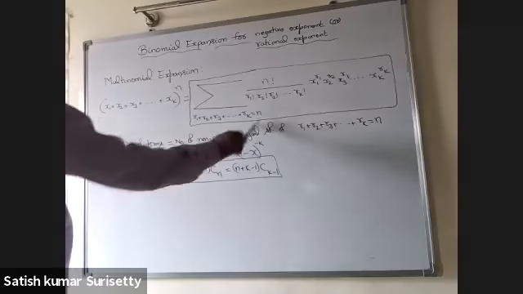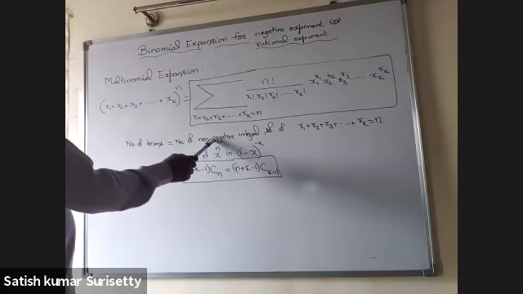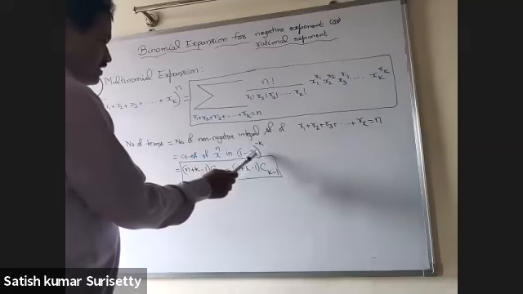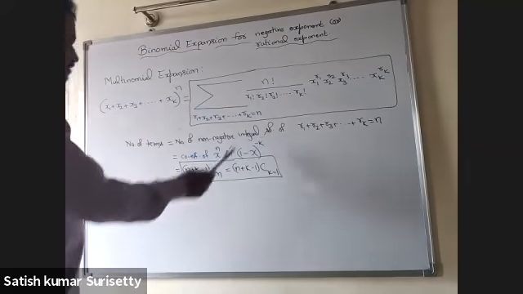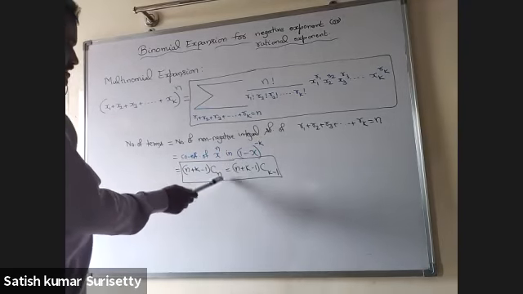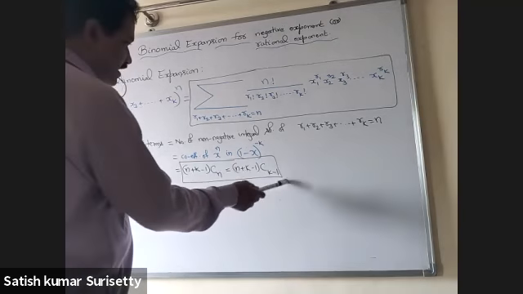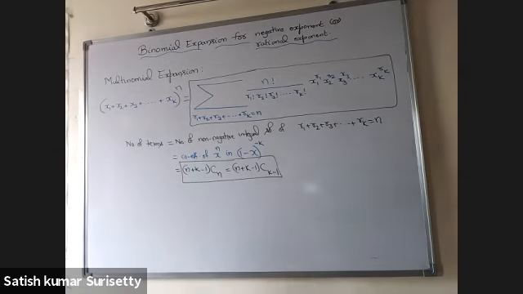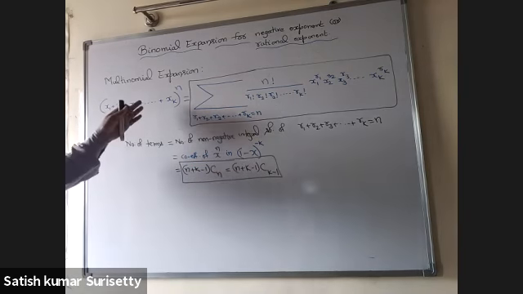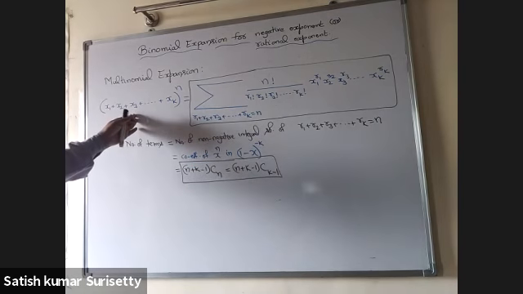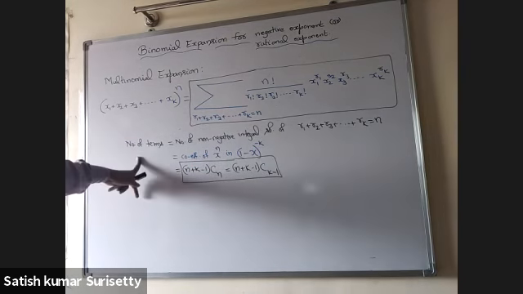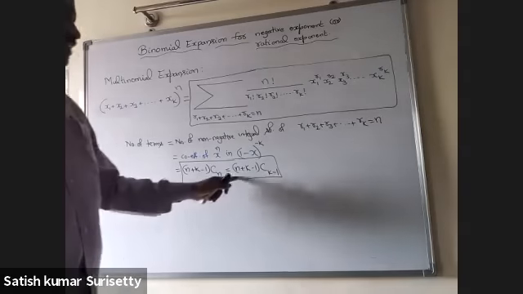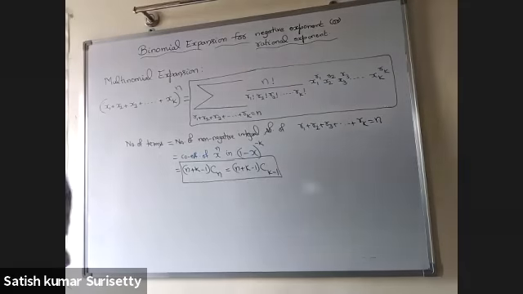Now, which will be the same as the coefficient of x power n in the expansion of 1 minus x to the power of minus k, which will be n plus k minus 1 cn or n plus k minus 1 c k minus 1. So in the way we have done it before for the trinomial expansion derivation, in exactly the same manner, we can derive this number of terms as n plus k minus 1 c k minus 1.